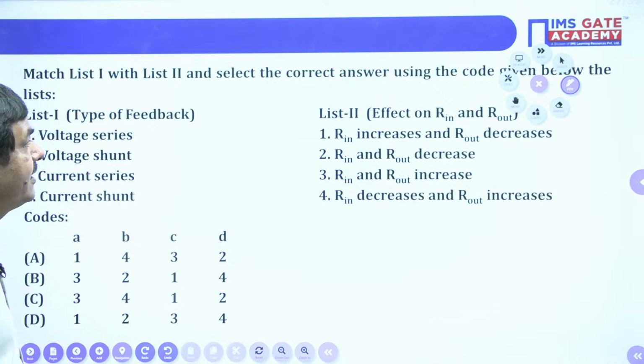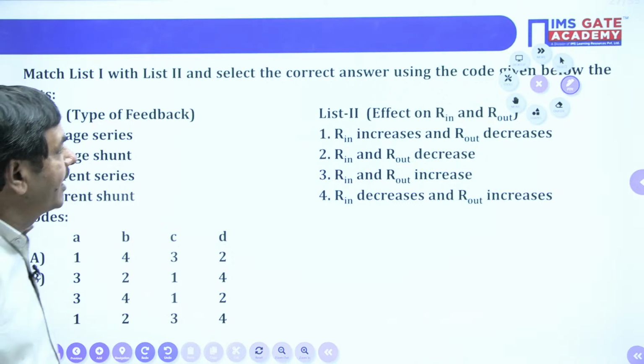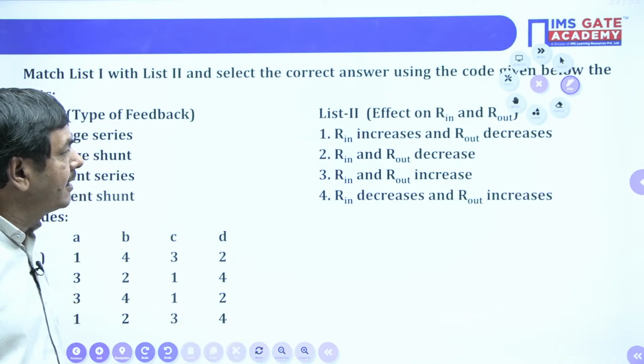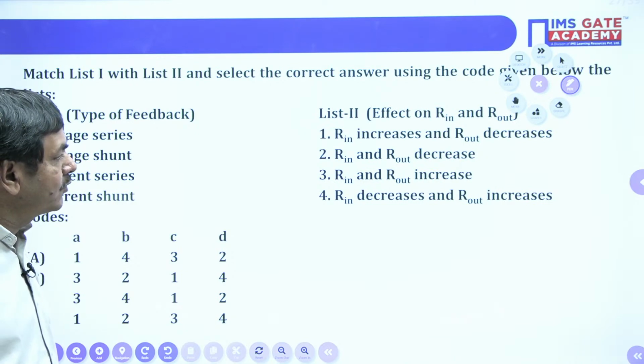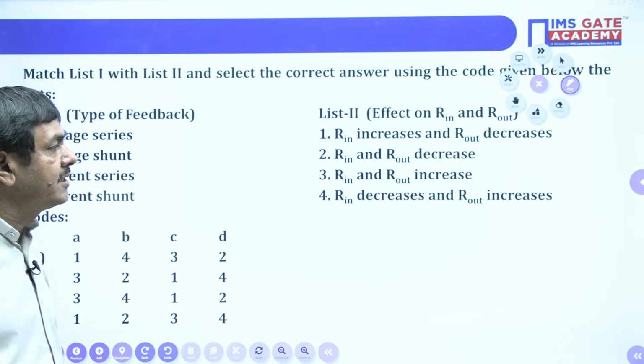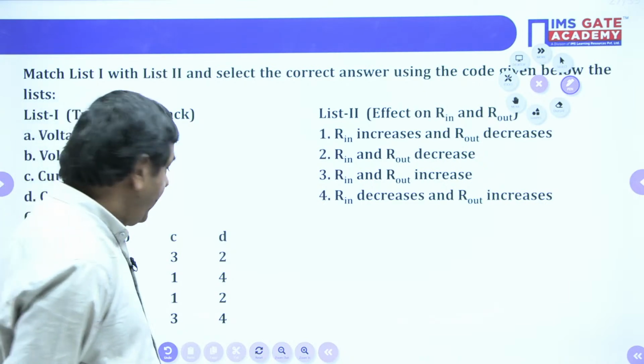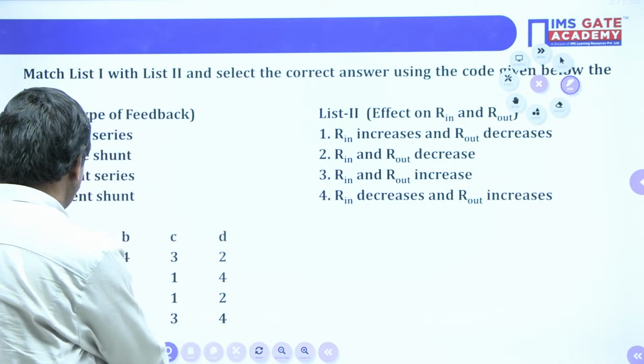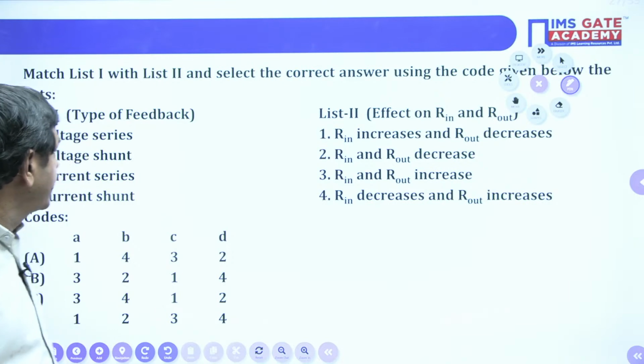First one, R in increases and R out decreases. Second, R in and R out decreases. Third, R in and R out increases. Fourth, R in decreases and R out increases. And finally, which code is correct? We need to identify that.